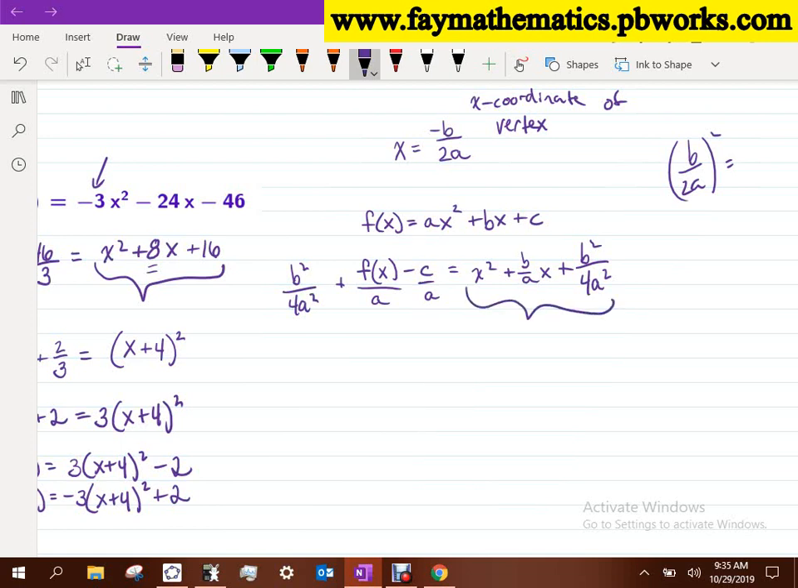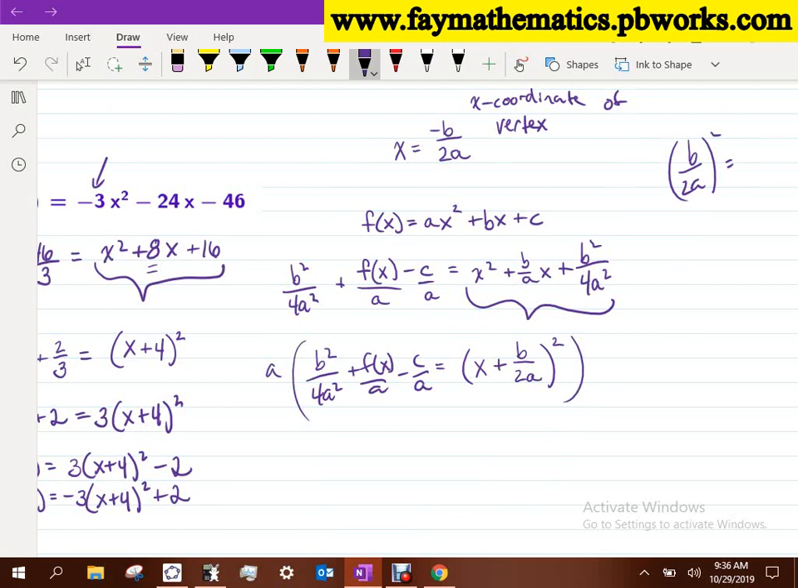The reason we do that is because that now is a perfect trinomial. It becomes x plus half of that term. What's half of b over a? B over 2a, squared, is now equal to b squared over 4a squared plus f of x over a minus c over a. What can we multiply everything by to get rid of these a's? Multiply everything by a.